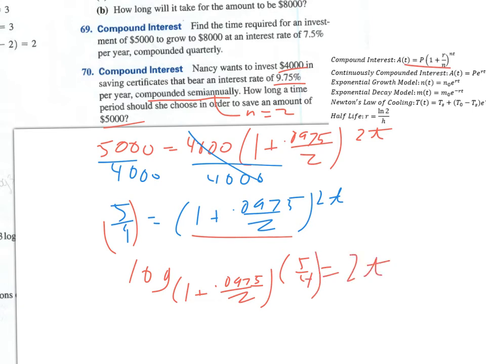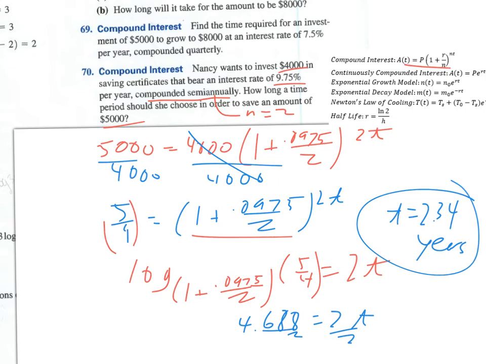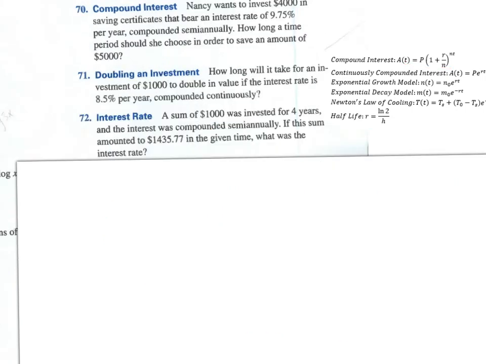Now when I type this in the calculator, I need to do change of base, so it's going to be log of 5 over 4 divided by log of 1 plus 0.0975 divided by 2, and that will give me 4.688 equals 2t. Then I would just divide by 2 to get my final answer: t equals 2.34 years. We know time in this formula is always given in years.